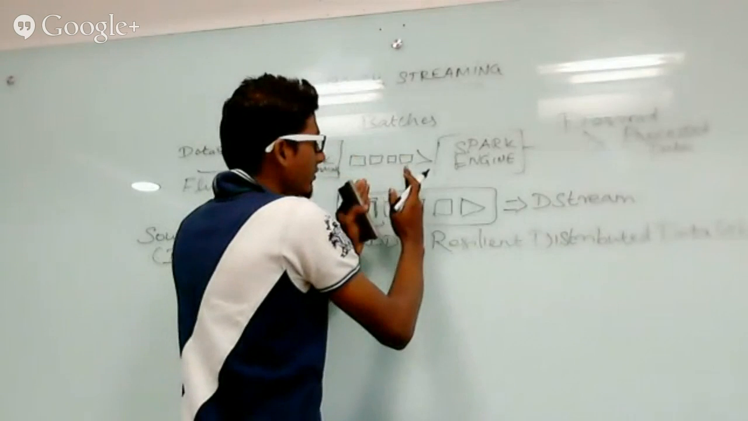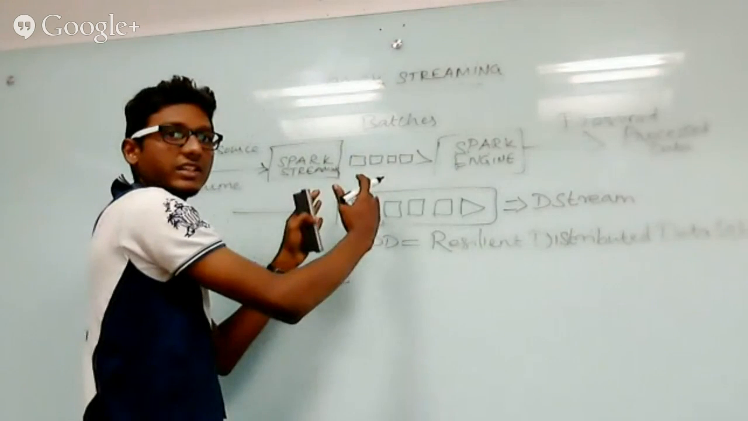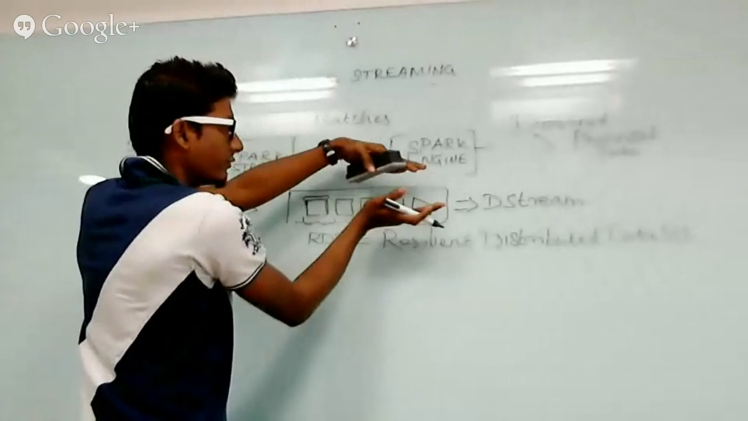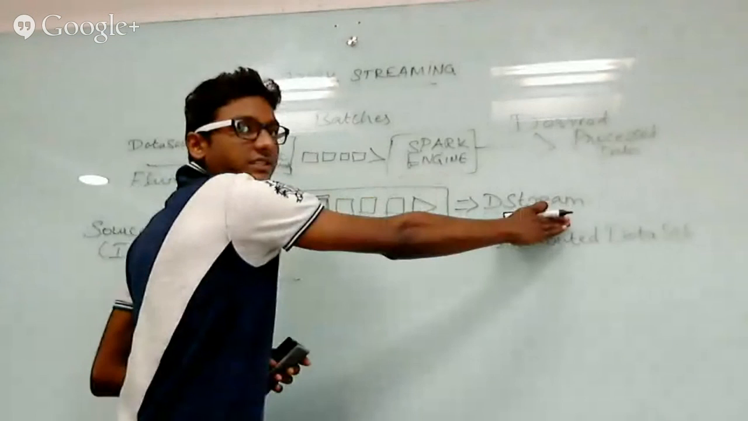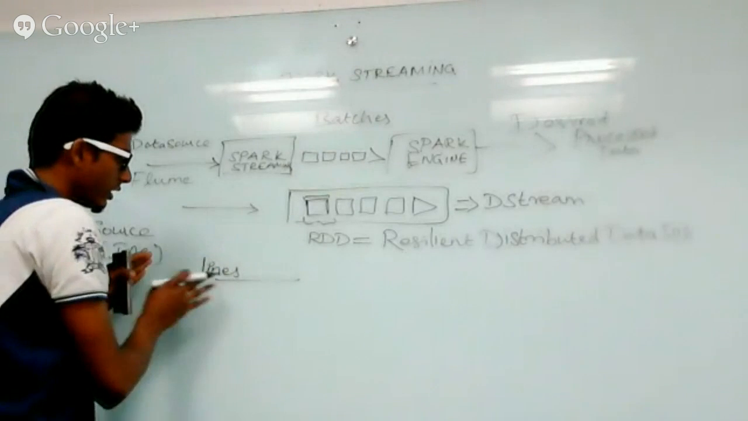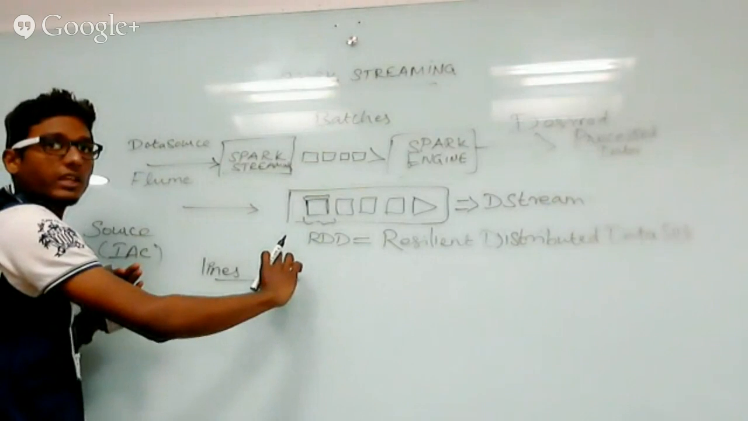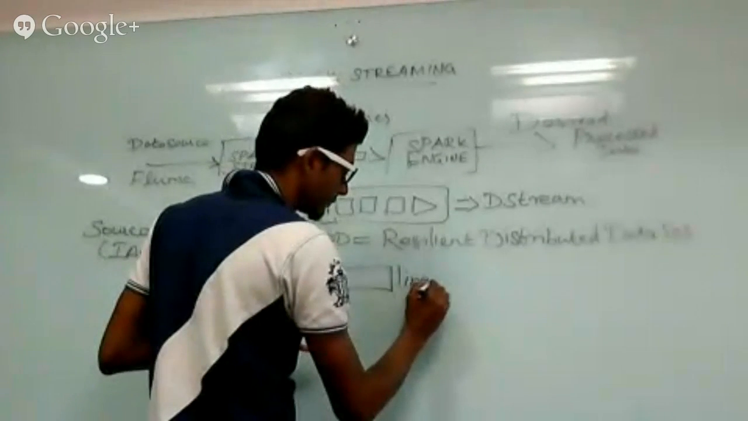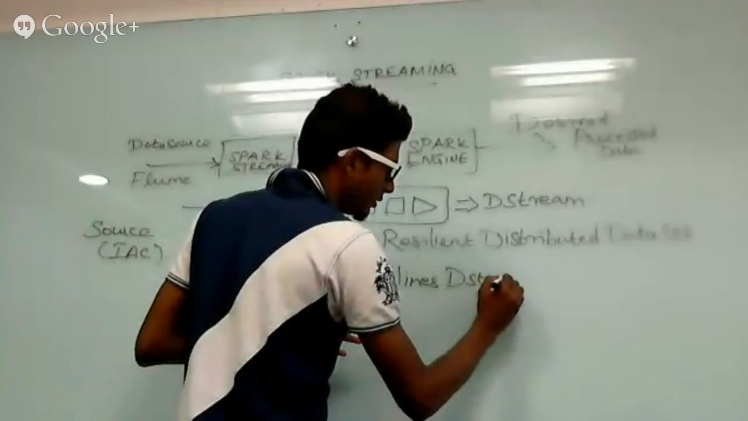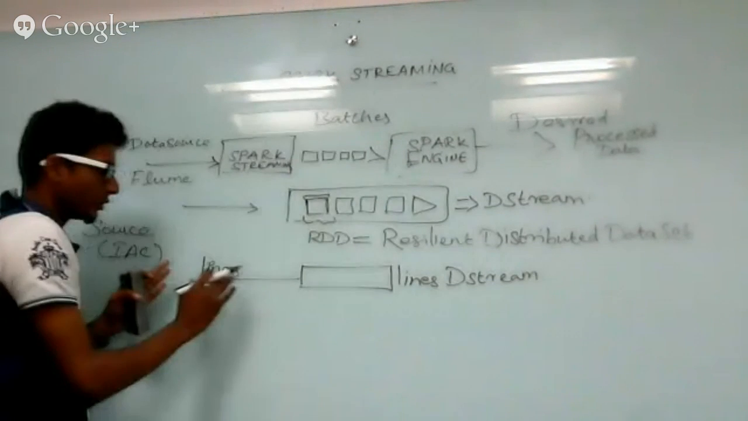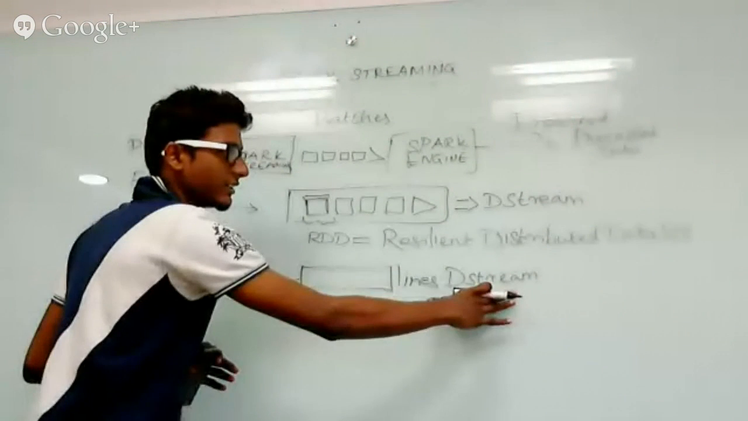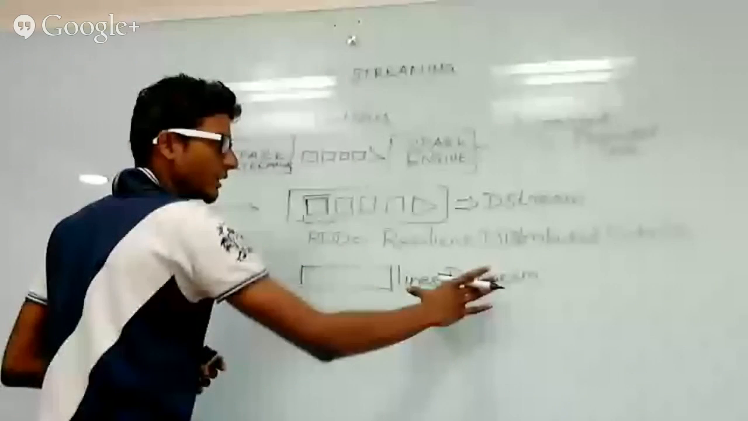There is a difference between a collection and a stream. A collection is just a random collection, but a stream has a flow. So your stream of RDDs is called a D stream. And you can obtain multiple D streams. Say, initially you are going to give some lines. Your input is raw lines, a collection of lines, and you will obtain a lines D stream. That is just a naming convention.